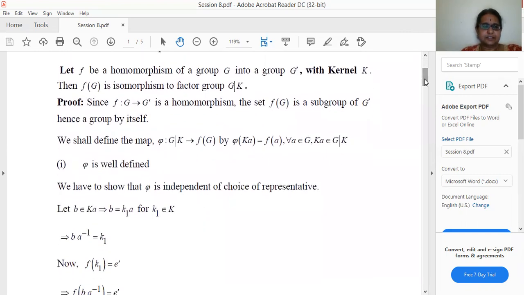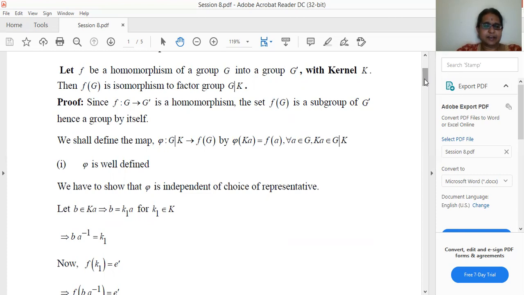So what is given here is F from G to G dash is a homomorphism. The set F of G is a subgroup of G dash. So when it is a subgroup, naturally it has to be a group by itself. This is from the definition of a subgroup, because when G is a group, H is a subset of G, H is said to be a subgroup provided it is a group by itself under the same binary operation as the group G. With this definition, we are saying the set F of G is a subgroup of G dash and hence it is a group by itself.